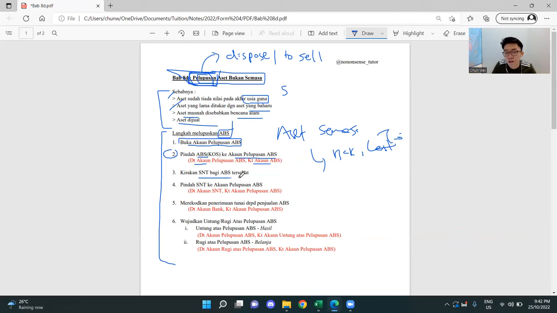Lepas tu, you kirakan SNT. SNT means susut nilai terkumpul. You see, it's linked back to what we have studied before. So if you skip part 8C, which is susut nilai dan susut nilai terkumpul, then how are you going to do this part? Because you still have to kirakan SNT for the asset bukan semasa. Step 4, you pindahkan susut nilai terkumpul itu into your pelupusan aset bukan semasa. Lepas tu, you rekodkan penerimaan tunai daripada jualan aset bukan semasa, because when you jual, you akan menerima wang. Correct or not? Lastly, you have to wujudkan, is it the untung atau rugi?